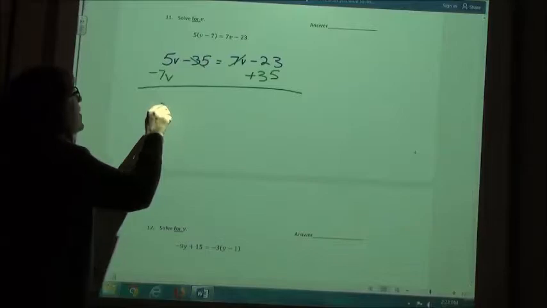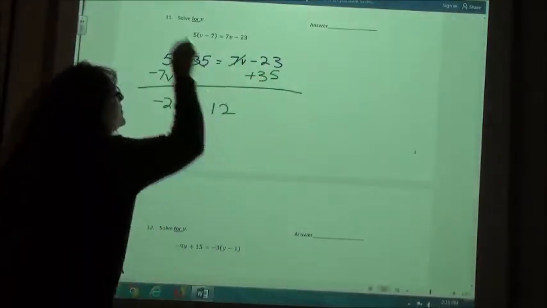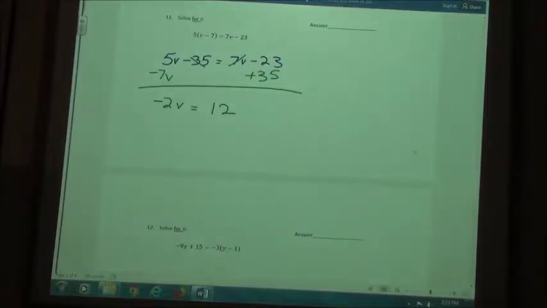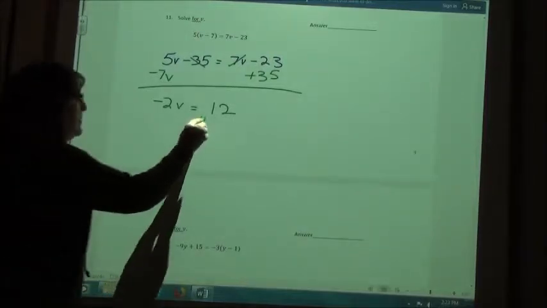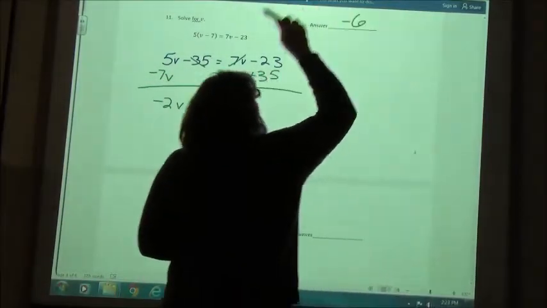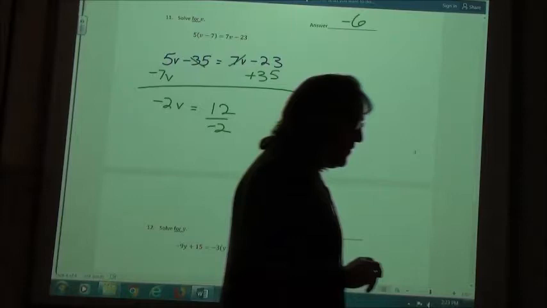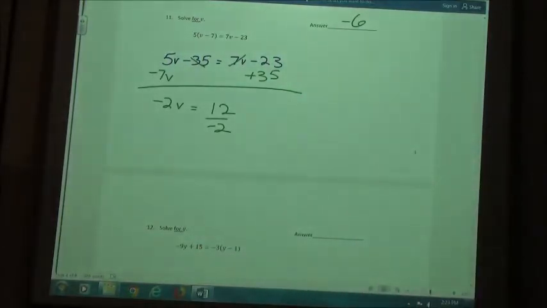So it looks like here I have negative 2v equals, if I subtract there, it looks like I have 12. My last step, dividing by that negative 2, so my answer ends up being negative 6. So go ahead, try number 12 quick. Hopefully these are really easy and just a refresher for you.